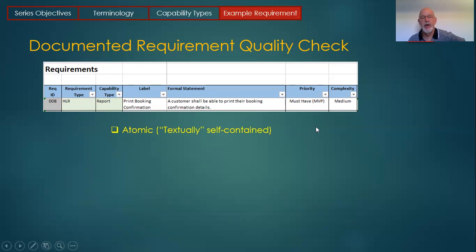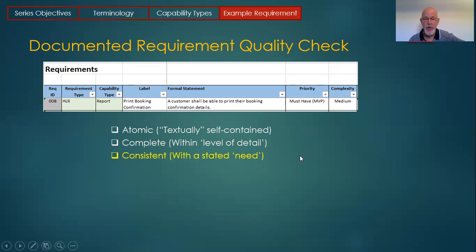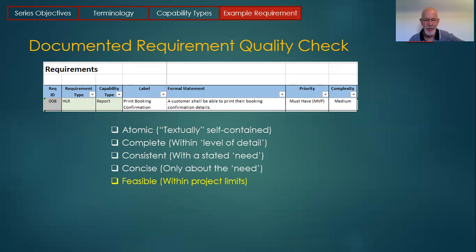So let's compare this with our quality check. Is it atomic? Yes, technically self-contained. Is it complete within its level of detail? I believe so. It says who the need is for and what they need. Is it consistent with what was needed? The subject matter expert said customers need a printed copy of their itinerary, their booking confirmation. So yes. Concise, it's only about that. We said, yes, this is the need we want. Feasible, absolutely. This is a report. It's doable.